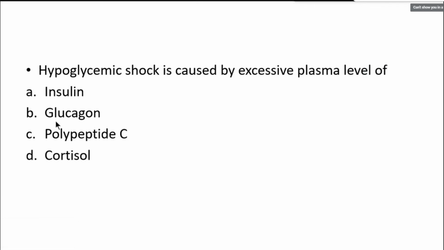And glucagon will not cause hypoglycemia, it will cause hyperglycemia. C-peptide has not much insulin-like activity, you can say no activity. And cortisol will also cause hyperglycemia, not hypoglycemia. Glucagon is used for treatment of hypoglycemic shock. We will see it in our next class. The answer is insulin here. The stem was changed and there is no change in the answer. Here the answer is insulin.